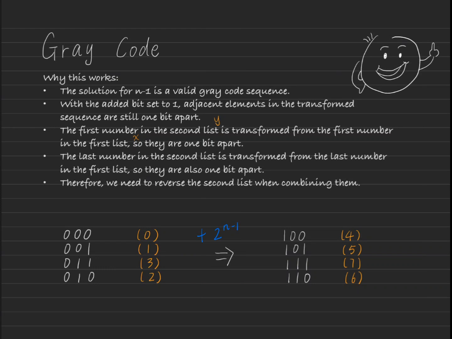So to satisfy the gray code condition that the first and last elements are 1 bit apart, y needs to be put at the end of the new sequence. Similarly, the last number in the second list, let's call it n, is transformed from the last number in the first list, let's call that m. So they're also 1 bit apart. And therefore, m and n need to be next to each other to satisfy the gray code condition. Finally, to set the added bit to 1, this is equivalent to adding 2 to the power of n minus 1 to every element from the original list.